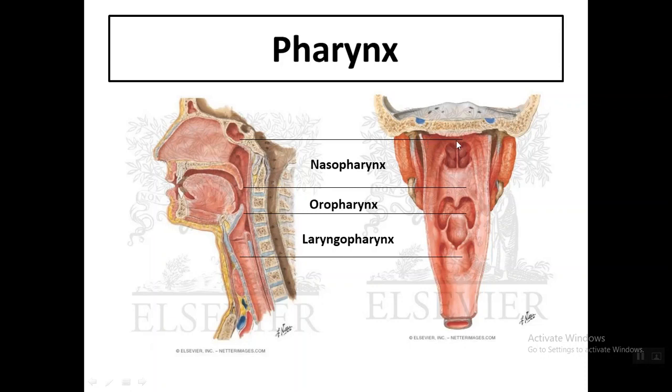So the nasopharynx extends from the base of the skull down to the soft palate, the oropharynx from the soft palate down to the upper border of the epiglottis, and the laryngopharynx from the upper border of the epiglottis down to the level of the cricoid cartilage.